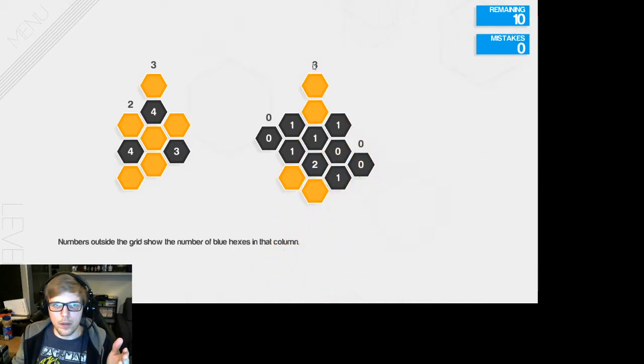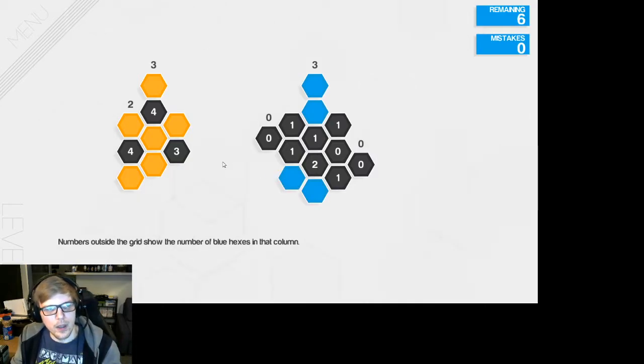Now this 3 has 3 available, so we know that all 3 of these are. And then because of this 2, we know that this one's blue. Just like how there were 3 available in a column with 3, same thing here. And same thing here with these 2. And then lastly, because of this 3, we know that this one needs to be blue too.